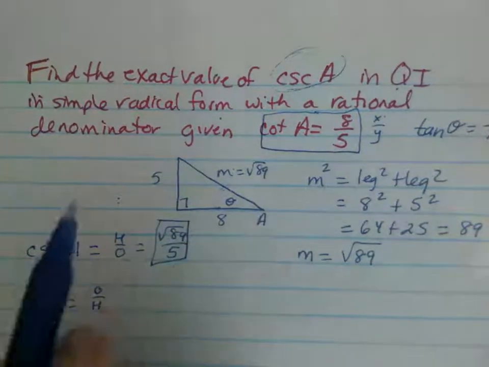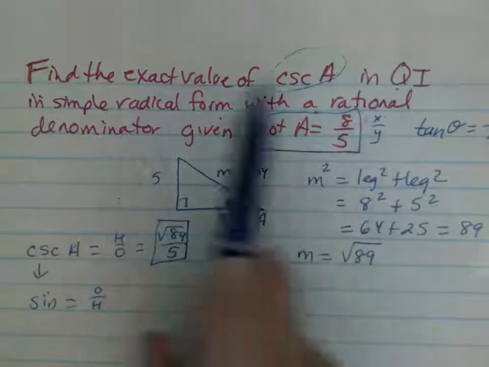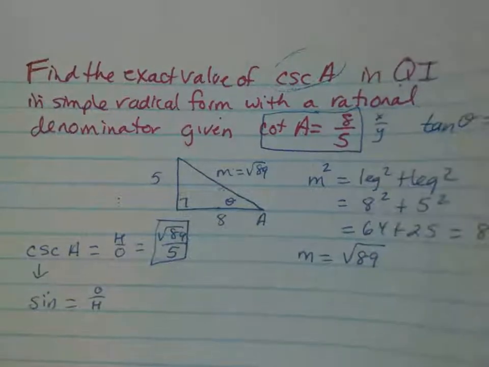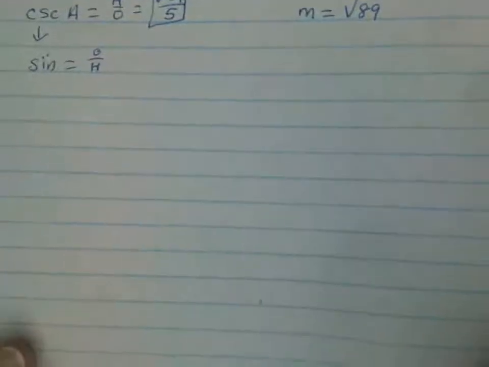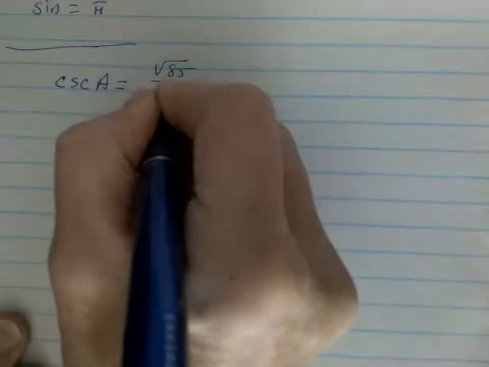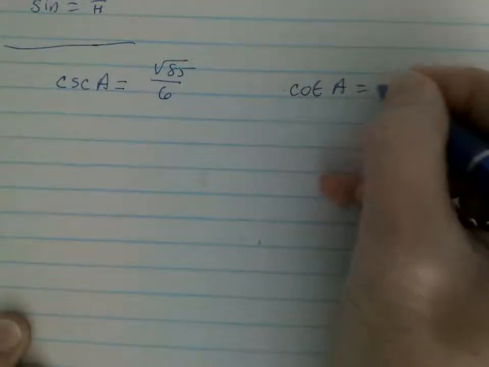Let's do another one. I'm not going to rewrite all of the quadrant one, simple radical form, rational denominator. That is just going to be assumed in these problems that I'm going to go over with you. Okay, so for this next one now, let's say that we were given that the cosecant of angle A equals the square root of 85/6. And they want us to find the cotangent of angle A.